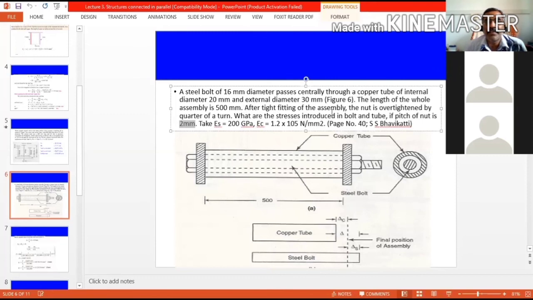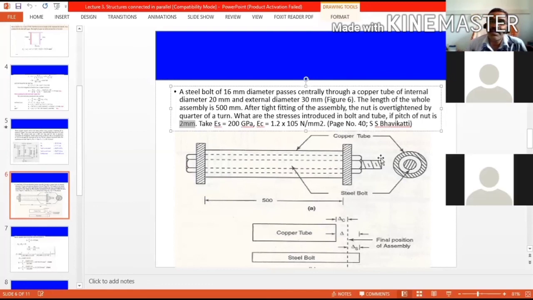After the fit assembly, the nut is over tightened by quarter of a turn. What does it mean by quarter of a turn? 1/4 of the rotation. So what will be the axial movement of the nut? It will be 1/4 multiplied by 2. That is 0.5 millimeters. It is moving axially, right?